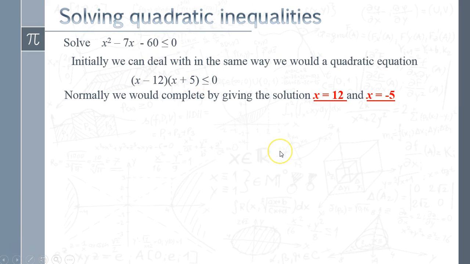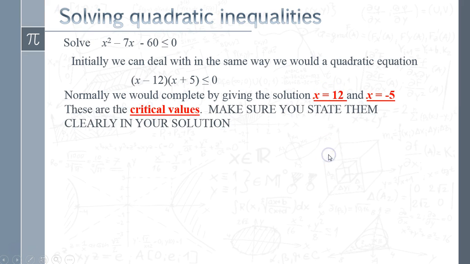And so what we're going to do is use these two values, and we're going to refer to these things as the critical values. And you need to make sure you're stating them clearly in your solution. That's why I've put that in block capitals there. It's absolutely vital you write down those and state that they are what we call the critical values. The reason for that is we've got to think very carefully about how that impacts on our inequality.